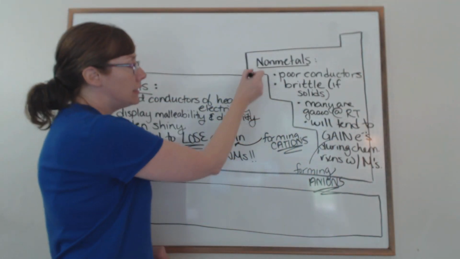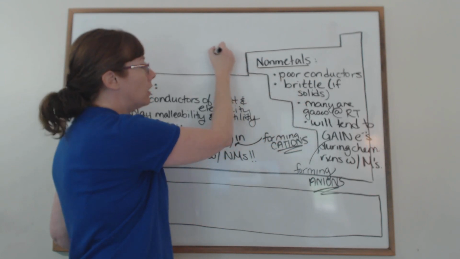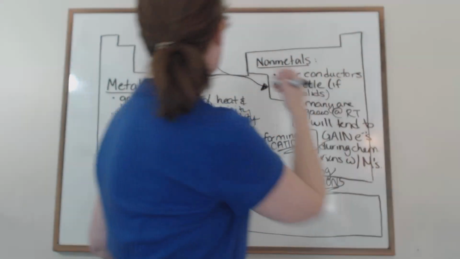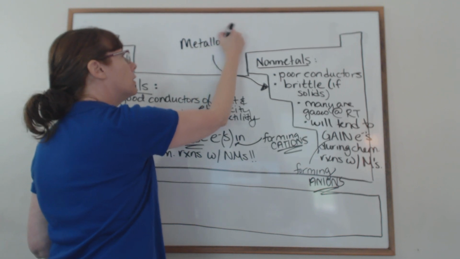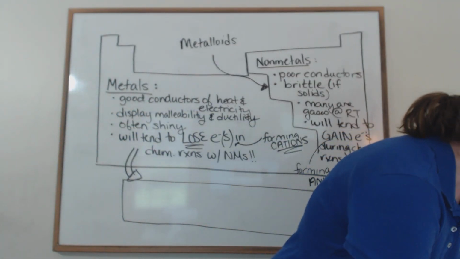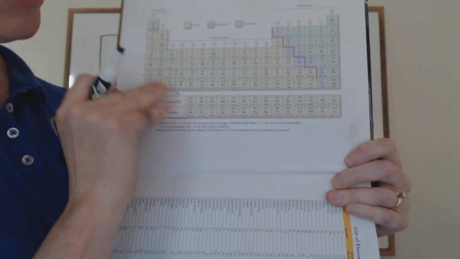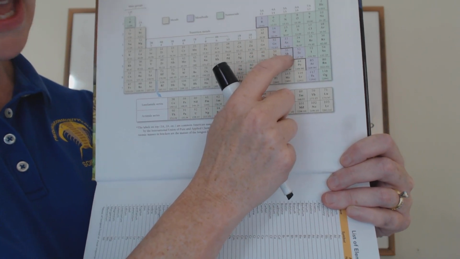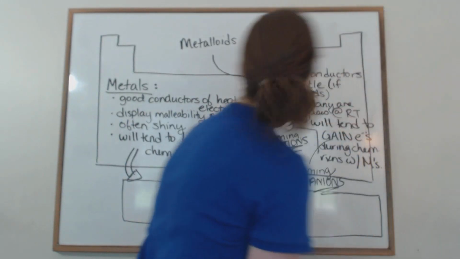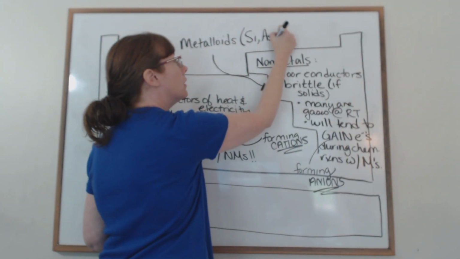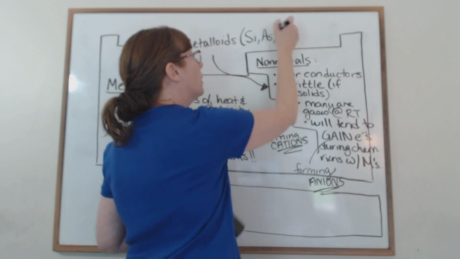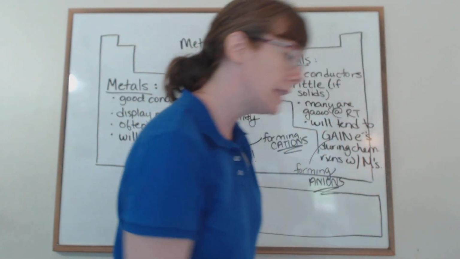Now, there are some elements that live on the border. These ones here that live on the border are called metalloids. Now, there are some really famous metalloids. Technically, I think anybody that lives on the border, you could call a metalloid, but there are some that are more famous than others. Silicon, arsenic, antimony. Let me go ahead and write that. Probably silicon is the most famous. Antimony, SB. All right, so these are the ones that live on the border.